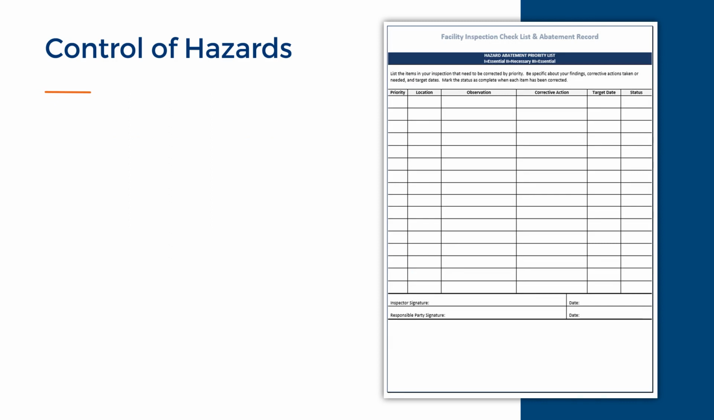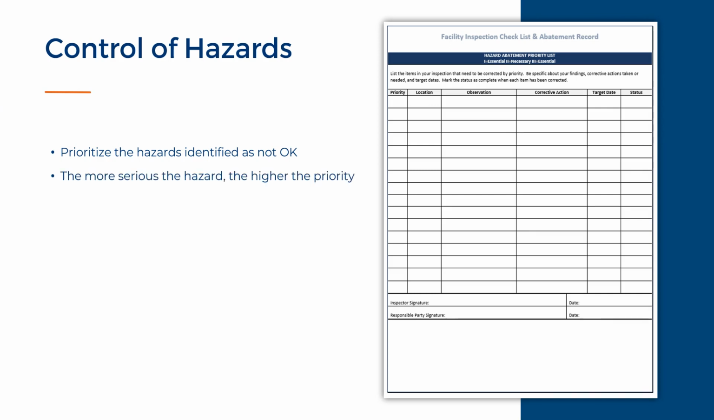You checked all the boxes, but you're not done until you control the hazards you noted. The last page of the inspection checklist allows you to prioritize the hazards identified as not okay in order of priority and document the details of what needs to be corrected, how and when it's to be done. The more serious the hazard, the higher the priority. Document the due dates and the actual correction date.